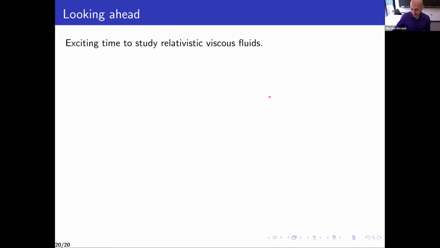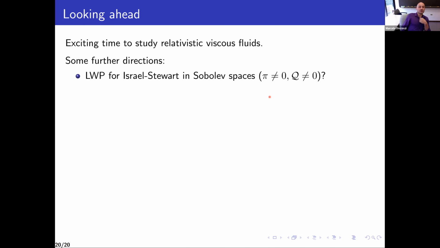Okay, in sum, I hope I convinced you that this is a very exciting time to study relativistic viscous fluids. There are a lot of things happening with data coming from the LHC for the quark-gluon plasma, and now we're going to have data coming from neutron-star mergers. So it's going to be very interesting. So let me tell you about some open problems, things that can be done. There are many open problems because the mathematical treatment of these viscous relativistic fluids is only in its infancy.